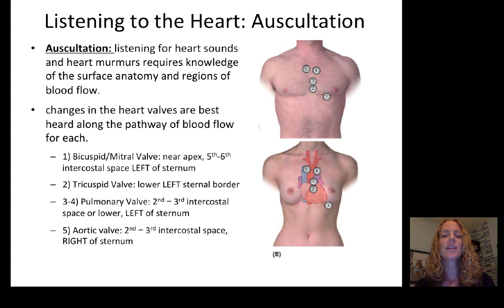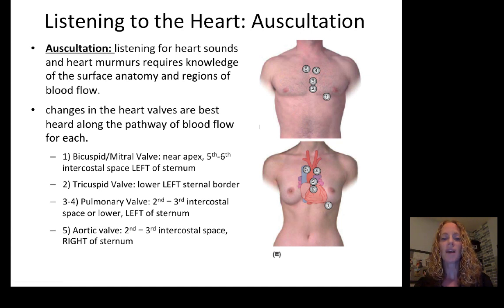Listening to the heart is one way to listen for valvular disturbances. You can listen to heart sounds and heart murmurs, and this requires knowledge of the surface anatomy and the regions of blood flow. Changes in the heart valves are best heard not directly where the valves are located, but actually along the pathway of blood flow for each. The bicuspid or the mitral valve is best heard near the 5th and 6th intercostal space to the left of the sternum. That's near the cardiac apex.